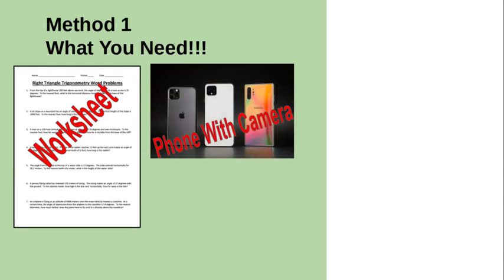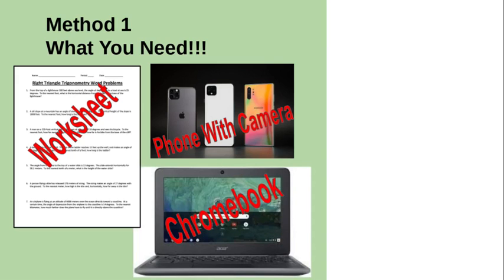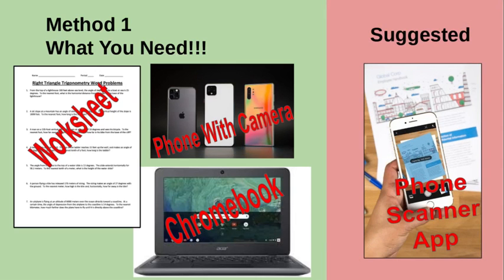In this first method, you're going to need to have three things. You're going to need to have the worksheet that you've written on. You're going to need to have a phone with a camera. And you're going to need to have your Chromebook. Additionally, and this is completely optional, but your teachers will love you if you get this, on your phone, get a phone scanner app. A phone scanner app will let you take pictures of your worksheet front and back, and it'll convert it into a PDF file.